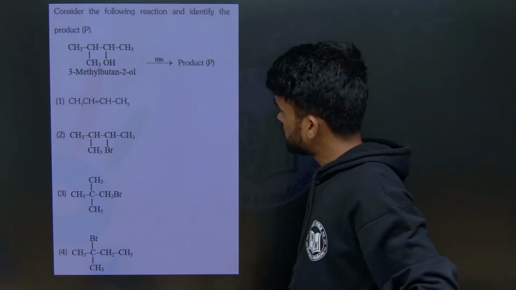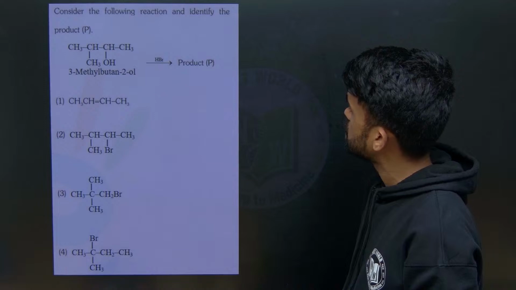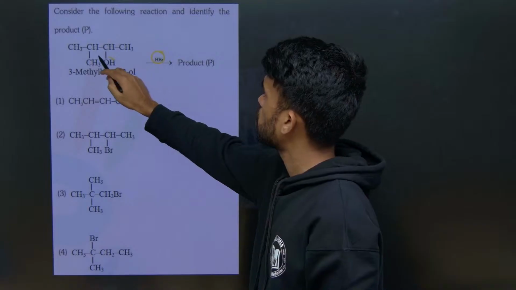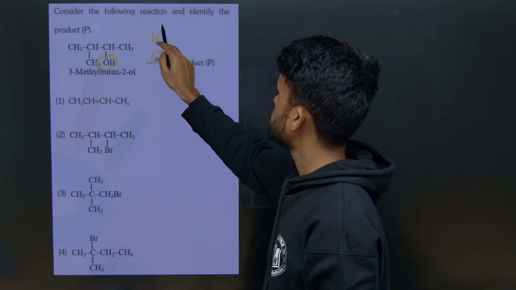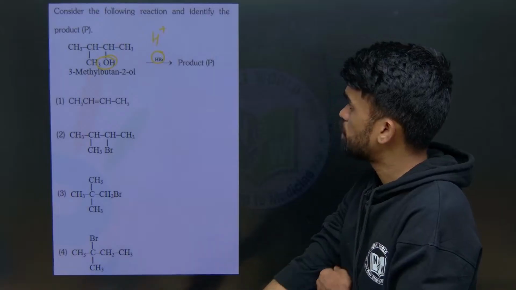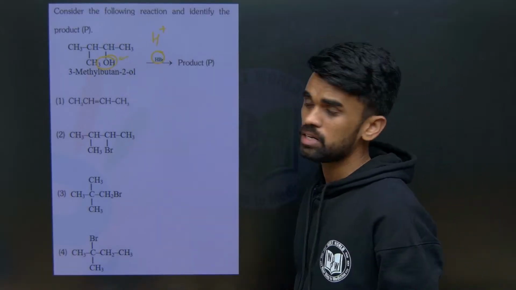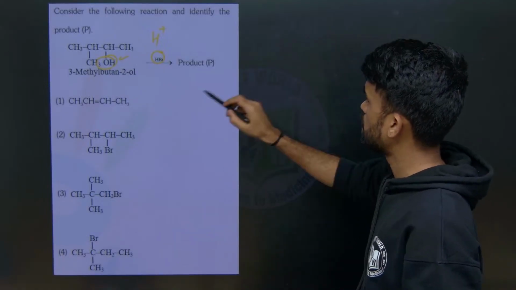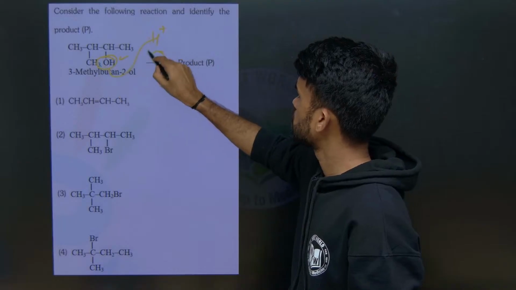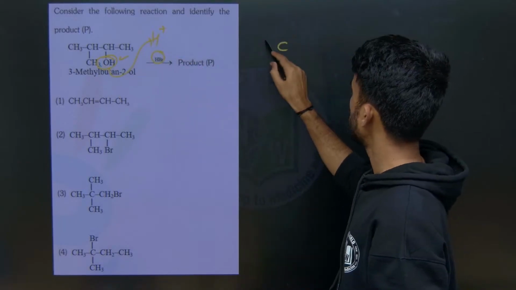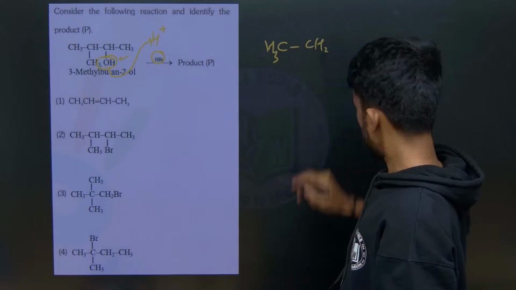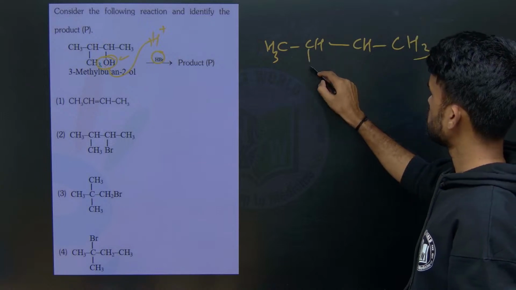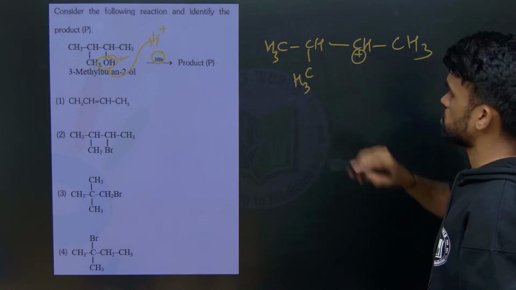Next, every time we will be seeing one question on this kind of mechanism based question. See, HBr is there, alcohol is there. HBr is a strong acid, it liberates H plus ion. Now in the substrate we have OH. So this H plus and this OH are removed as a water molecule, and we will be getting a carbocation like this, with CH3 here, where we got the positive charge.